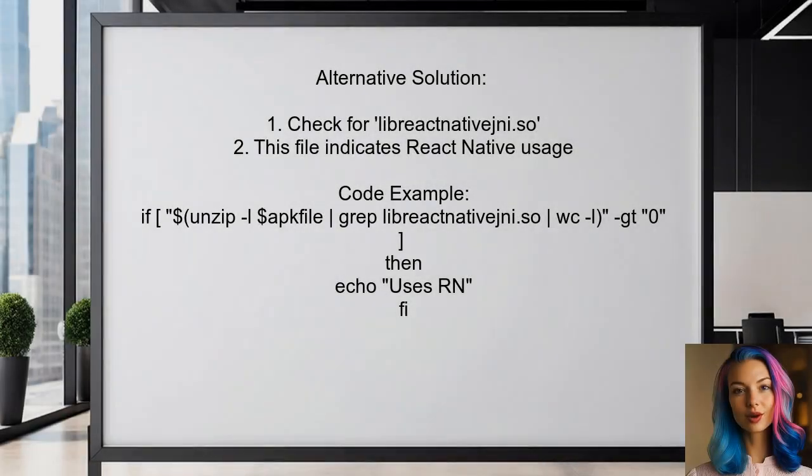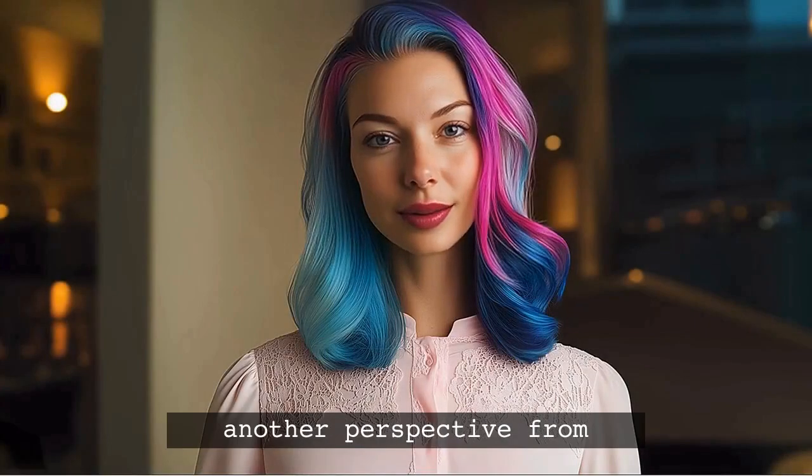An alternative approach to detect if an app uses React Native involves checking for a specific file. Instead of looking for layout names, this user suggests checking for the presence of libreactnativejni.so. This file is likely only included if React Native is being used. Let's check out another perspective from a different user.